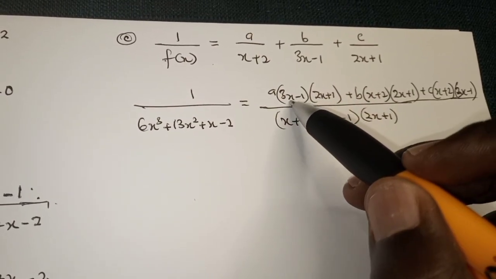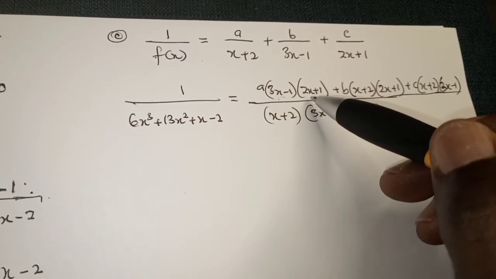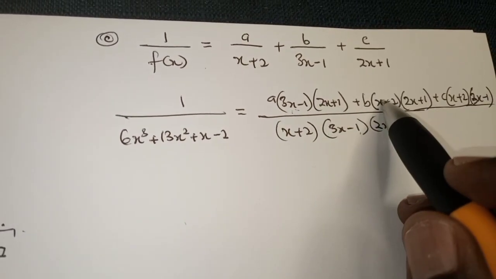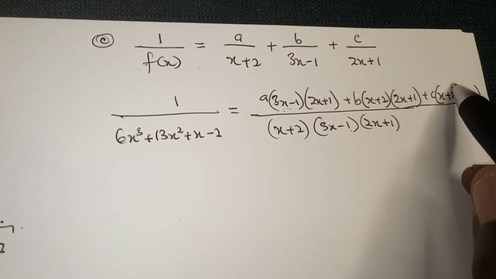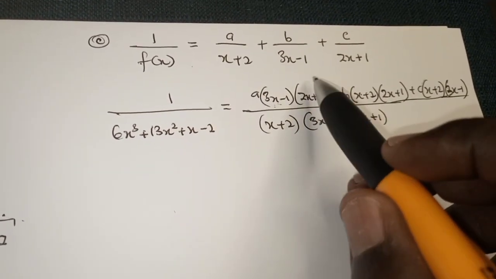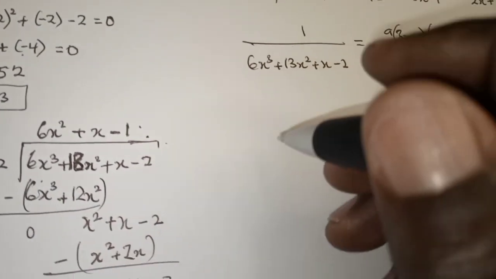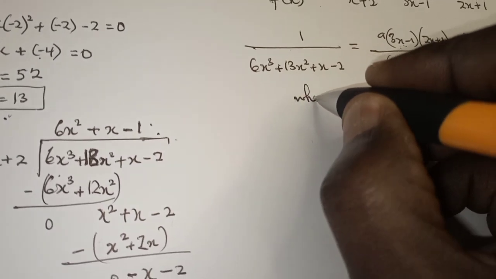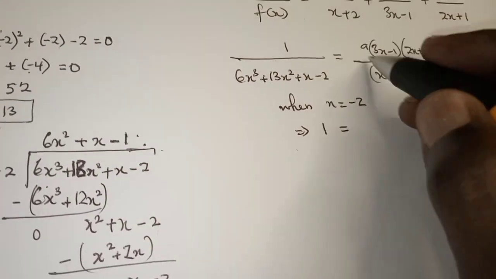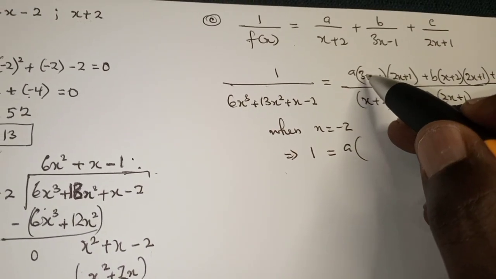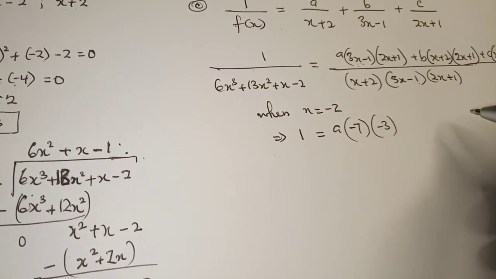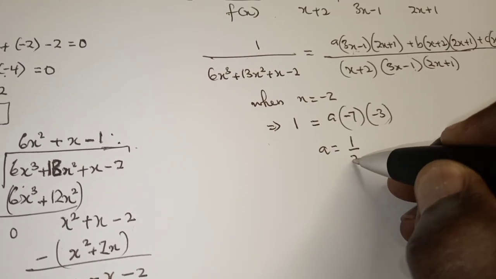First make x equals -2. When you substitute x equals -2, this will go, b goes, and this one also goes, because x equals -2 is for the factor x plus 2. So this will go to 0, leaving this equal to the constant here. So when x equals -2, this implies 1 equals a, bracket open, -2 into this one gives us -7, bracket open, the same thing here, -3. You simplify this, you get a equals 1/21.